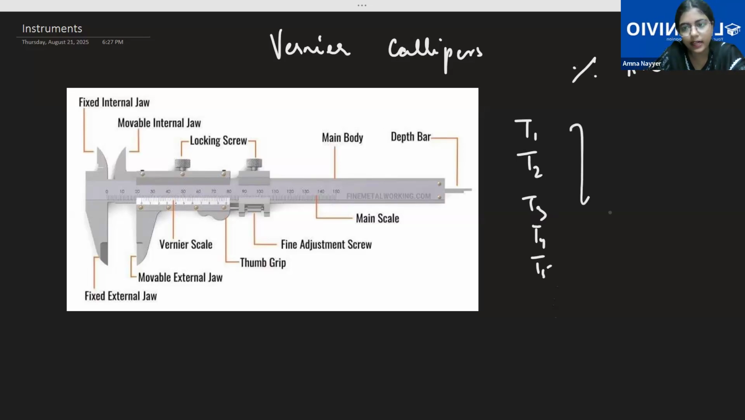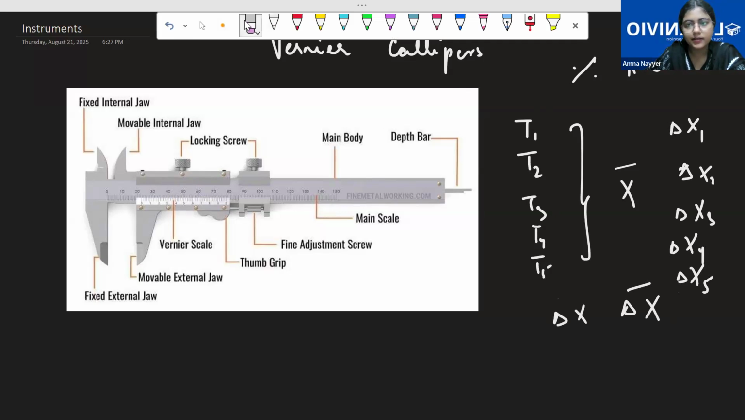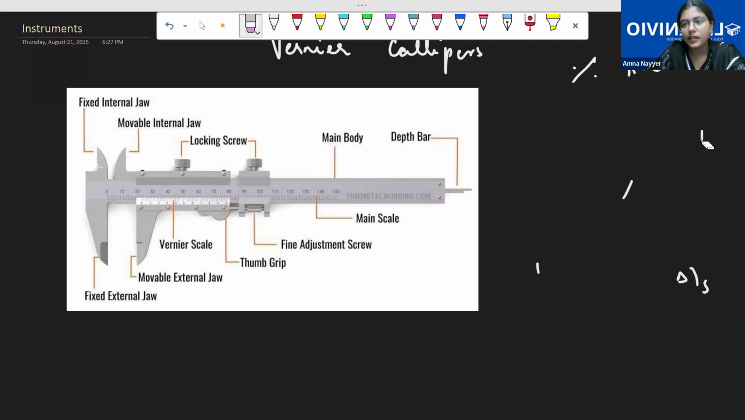You will first calculate their mean value. So you will get a mean. And then you will subtract it from each of the values. So you will get different values of delta x1, delta x2, delta x3, delta x4, delta x5. Then you will calculate the mean of these absolute errors, and then divide it by the mean value and multiply by 100. With the same value you have to subtract.